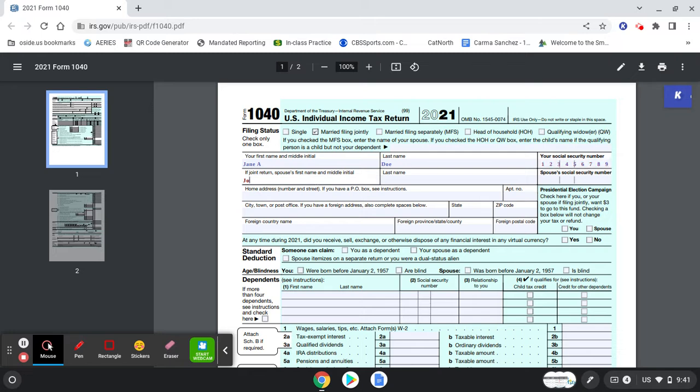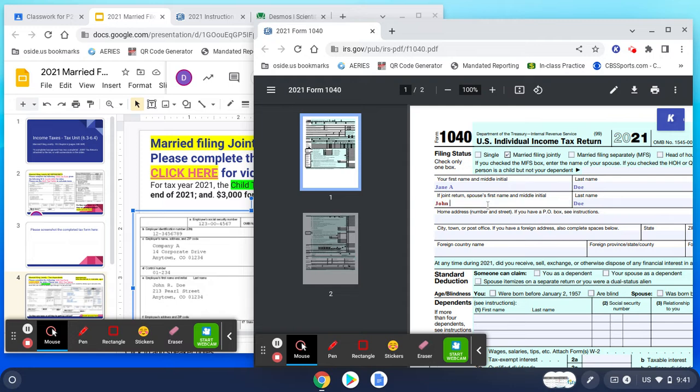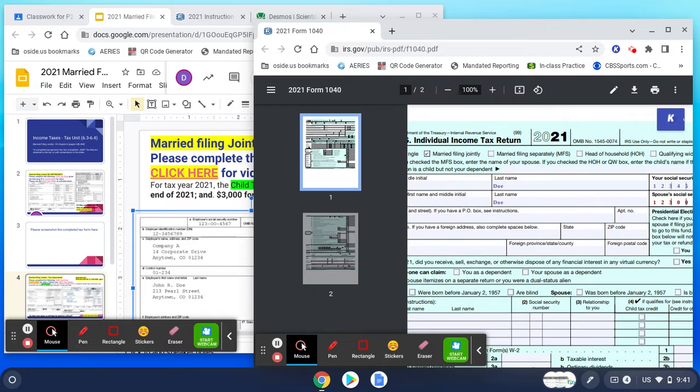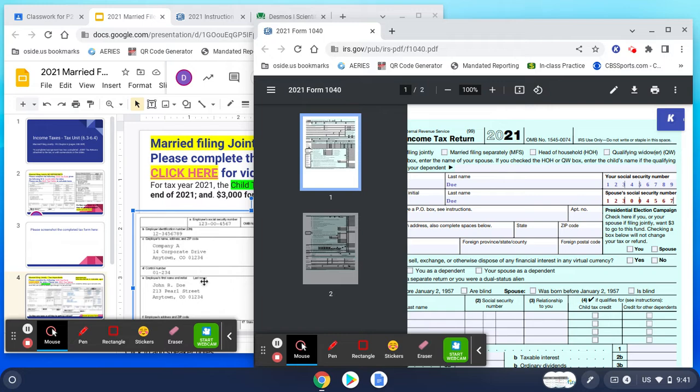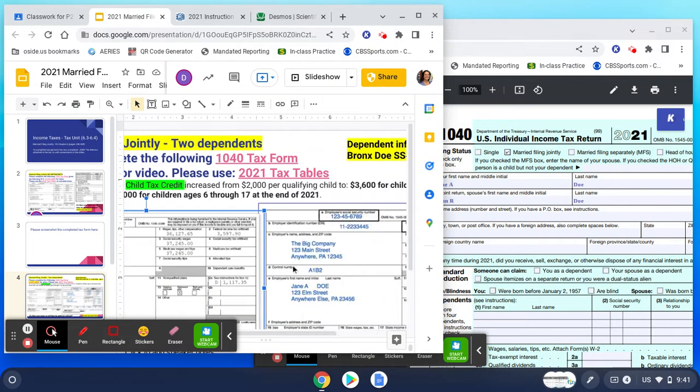And then John Doe. John R. Doe, social security number 123004567. Notice the middle initial goes in the first box. Okay, so whose address do we put if we've got two different addresses on the W-2?